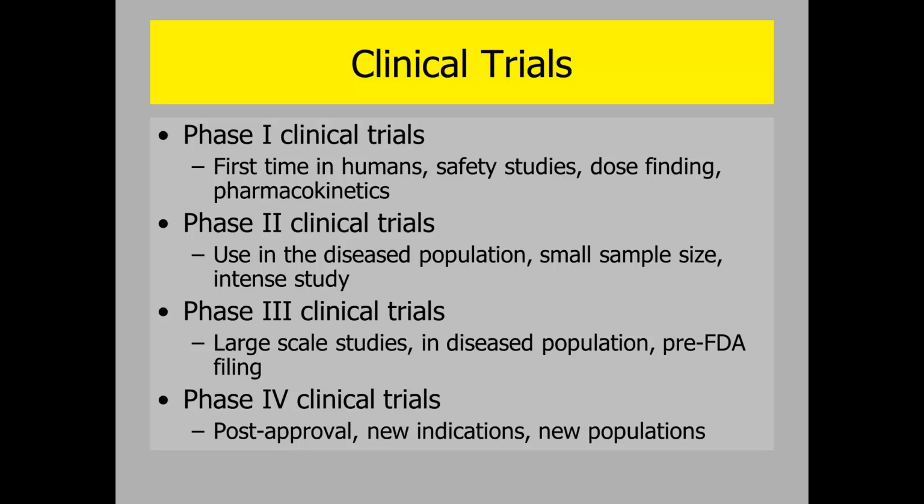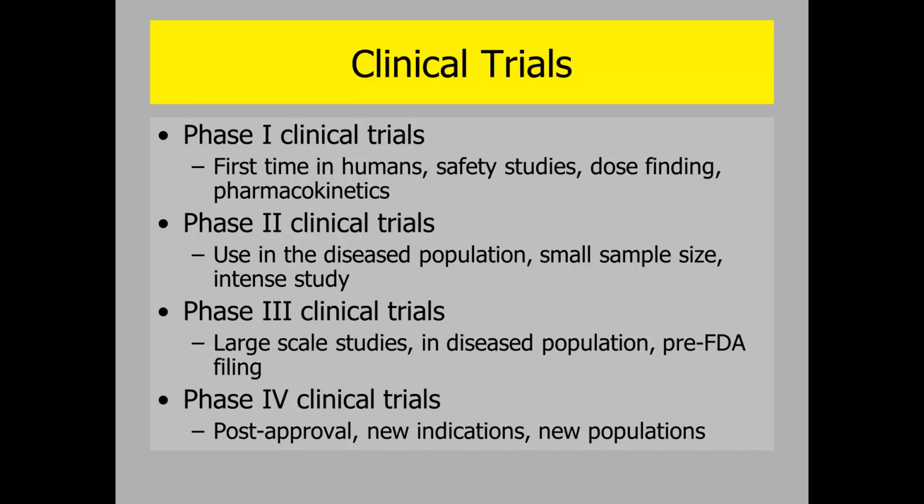Now, you have to continue to monitor the drug once it's out and the FDA has approved it, and they call those phase 4 clinical trials. So these are introducing the drug to new populations. For example, when they came out with a vaccination against human papillomavirus, it was initially only approved for girls, and then they had to do additional trials to approve it for use in boys, to show that it was safe and efficacious in boys to prevent their getting various kinds of cancer.